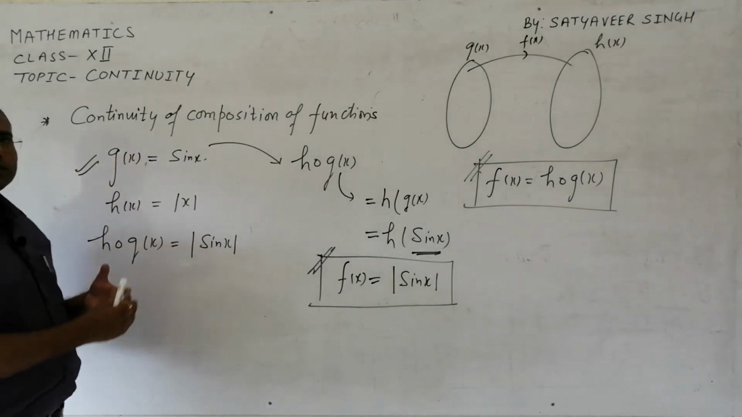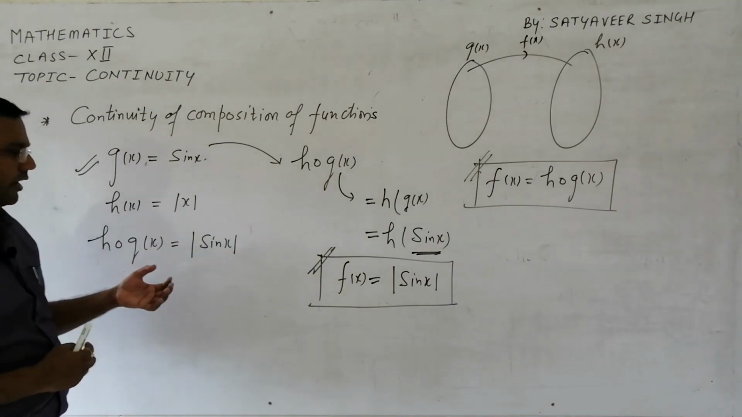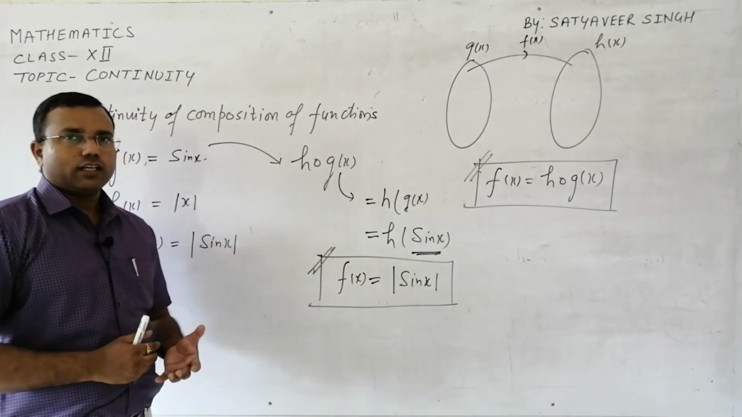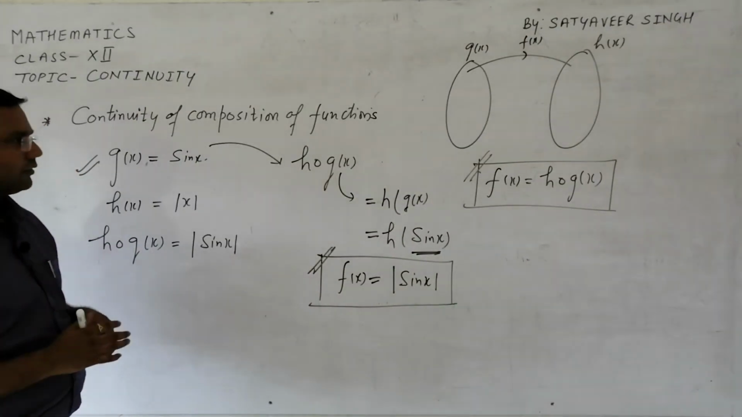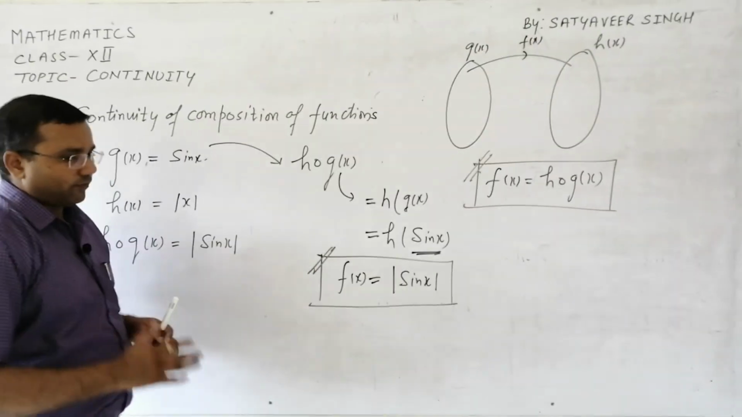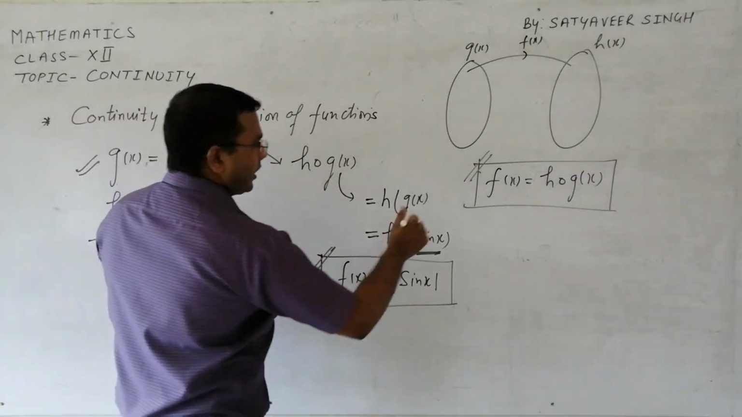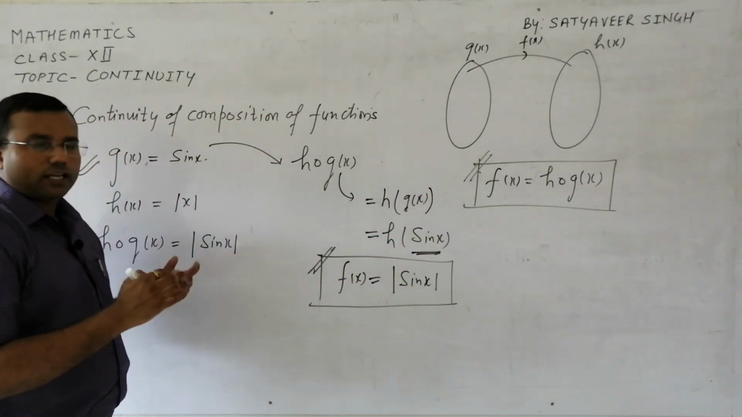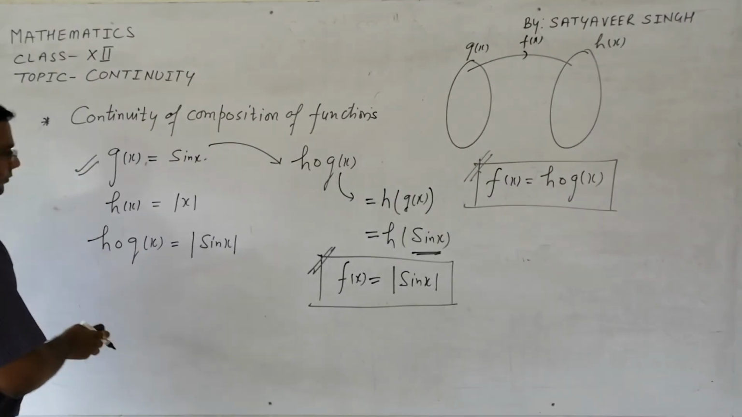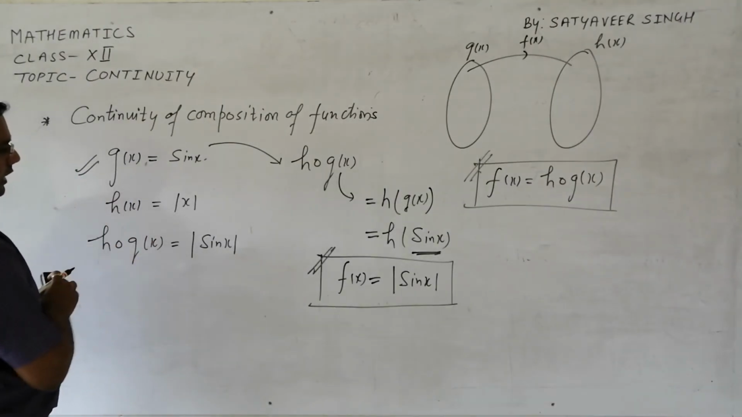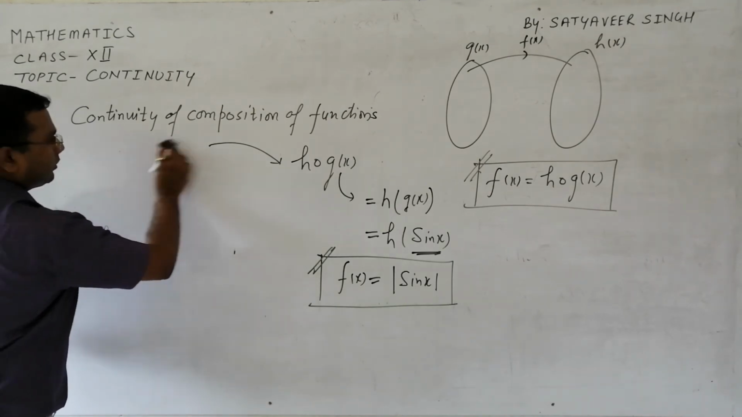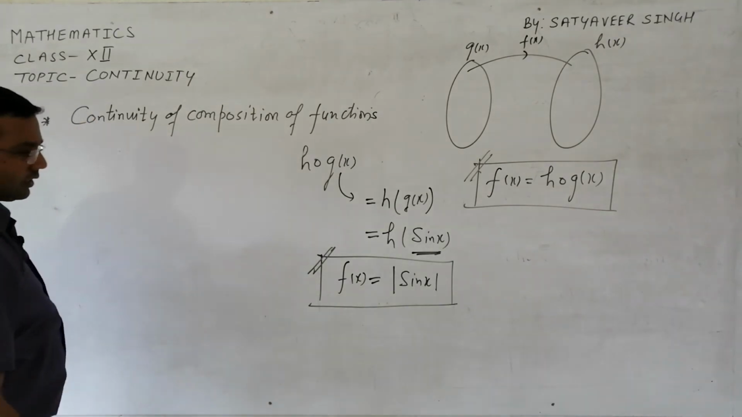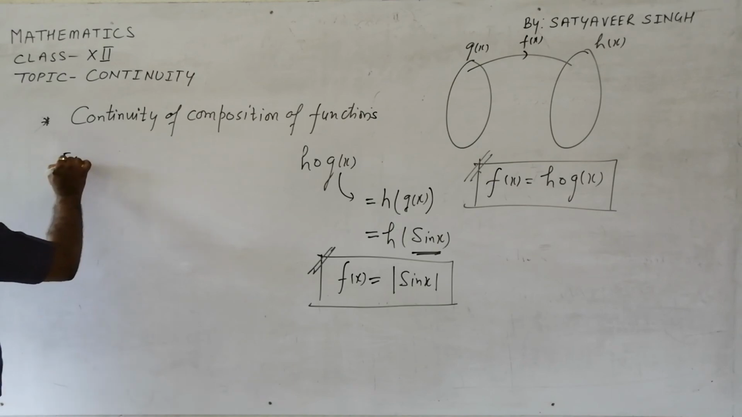So if composition is happening, how do we find the continuity of the function? If a single function is given, we can check its continuity easily, but sometimes we can be a little confused while composition is taking place. So let us see how we will check the continuity of such a function. Let us see this example.